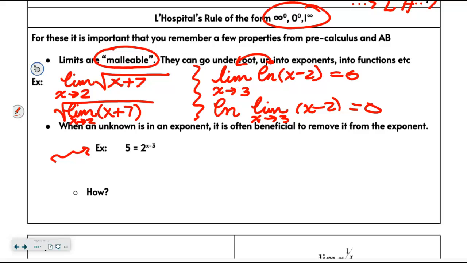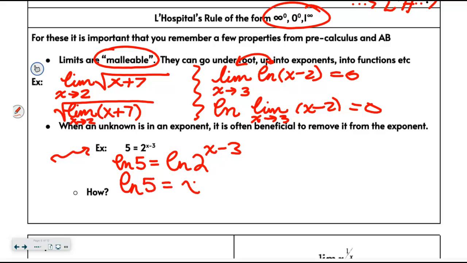Yes. You natural log both sides. Keep in mind why. There's a property of logarithms that says what can you do with exponents? Take them out front, correct? So this would become natural log of 5 is equal to x minus 3, you might want to draw an arrow, times the natural log of 2.